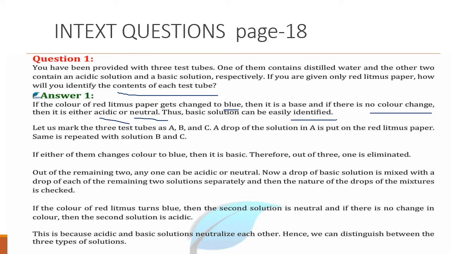Now, let us mark the 3 test tubes as A, B and C. A drop of solution A is put on the litmus paper and the same is repeated with solutions B and C. If any of them changes the color to blue, then it is basic. Therefore, out of 3, 1 is eliminated. Out of the remaining 2, one can be acidic and the other neutral.